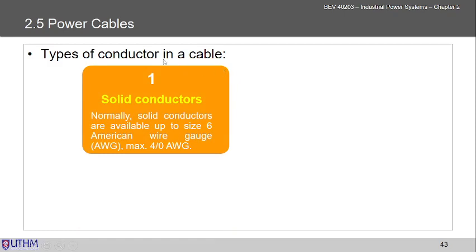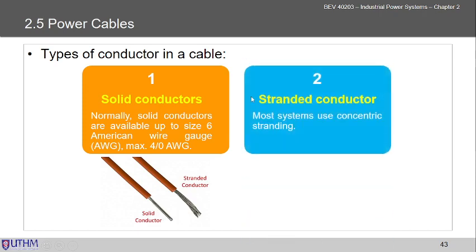Type of the conductor. Now we're talking about the conductor itself, the conductor in the cables. First, you have the solid conductor. What is the so-called solid conductor? A solid conductor has only one piece of conductor, like this one. So this is the so-called solid conductor. Another one is the stranded conductor. In a stranded conductor, you have many smaller solid conductors that are stranded together. Stranding means twisted together, a stranded conductor.